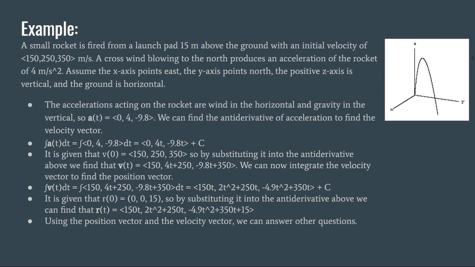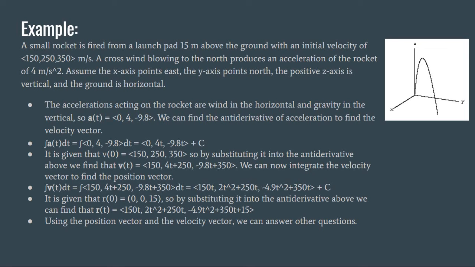So we made an example. I'll just go ahead and read it out. A small rocket is fired from a launch pad 15 meters above the ground with an initial velocity of 150, 250, 350 meters per second. A crosswind blowing to the north produces an acceleration of the rocket of 4 meters per second squared. Assume the x-axis points east, the y-axis points north, and the positive z-axis is vertical and the ground is horizontal. The acceleration acting on the rocket is the wind in the horizontal and gravity in the vertical. So a of t equals 0, 4, negative 9.8.